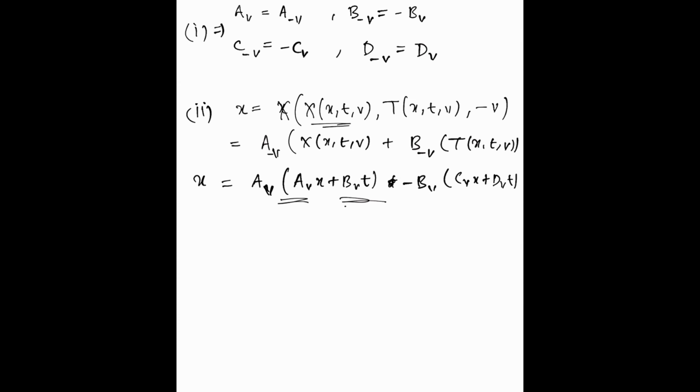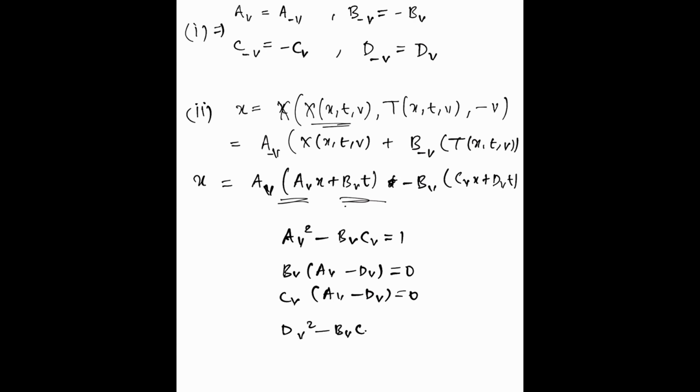So, and I do the same thing for the t equation, and what I end up with are these 4 interesting set of equations. AV square minus BV CV equals 1. BV times AV minus DV equals 0. CV times AV minus DV equals 0, and DV square minus BV CV equals 1. So here, this is pretty restrictive. So I have two conditions here.